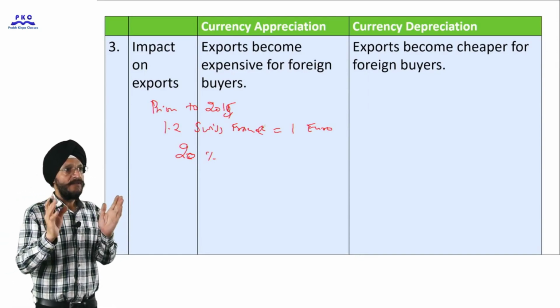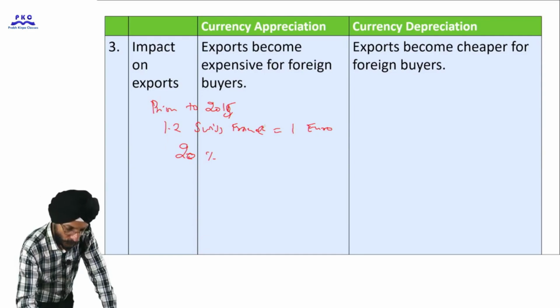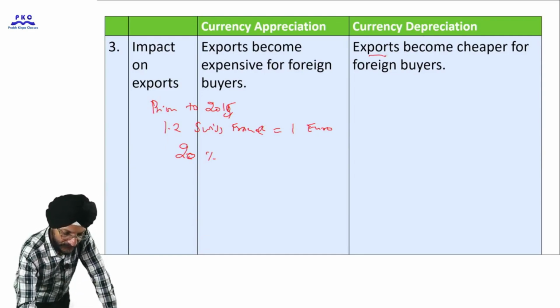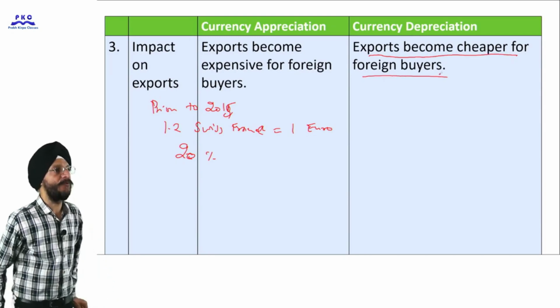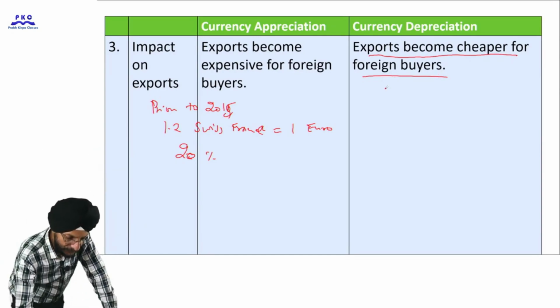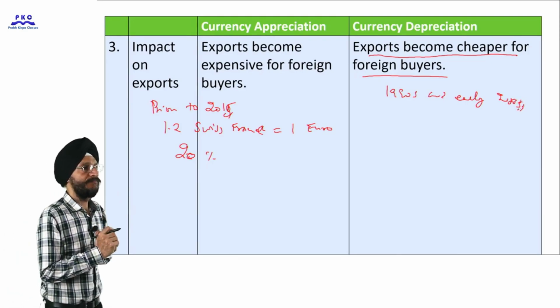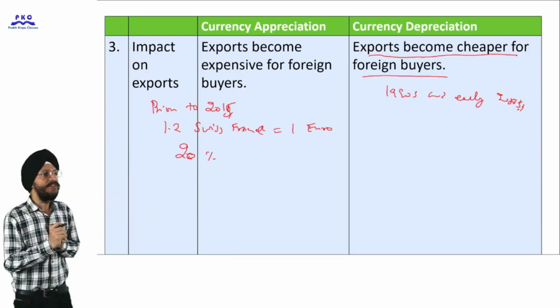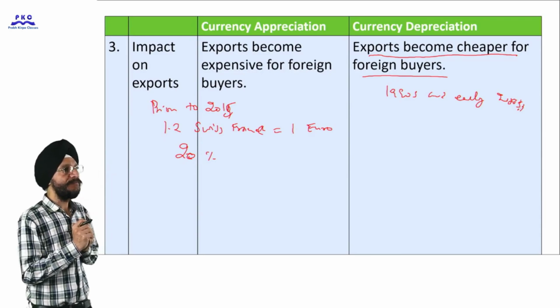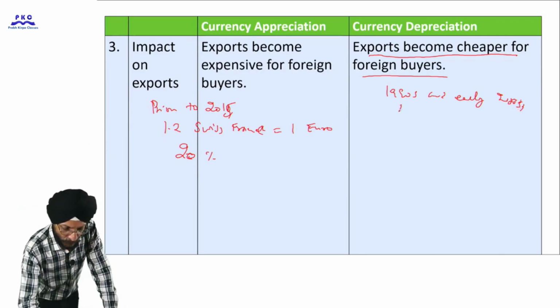Now we will come to the impact on exports. What is the impact of currency depreciation on exports? Due to currency depreciation, exports become cheaper for foreign buyers. We take the example. In the late 1990s and early 2000s, the Japanese yen depreciated in value vis-a-vis the US dollar and other currencies. That is, the value of Japanese yen depreciated during this period.